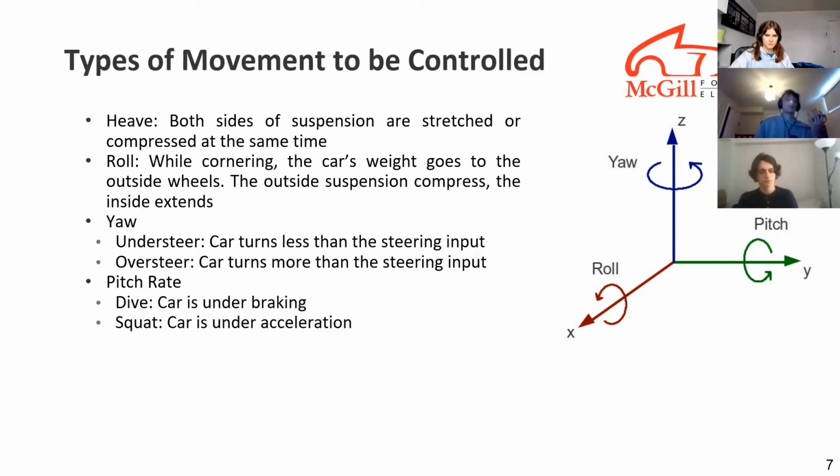This is when you brake, so that will be dive. So the car will lean forward. And there's also squat, which is the opposite. So when you accelerate, the car will tend to lean backwards.